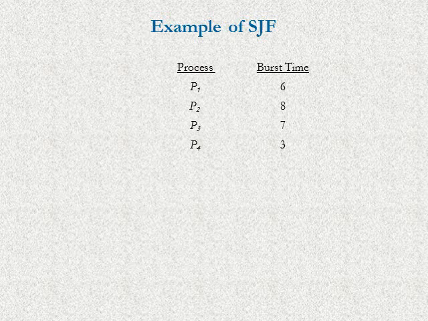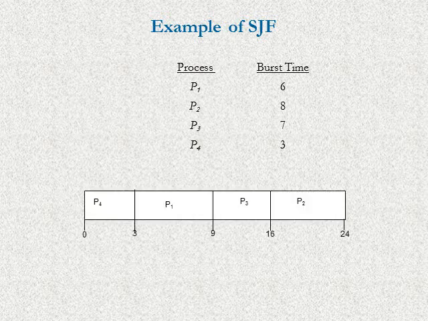Now, if all of these processes arrive in the ready queue at time interval 0, then the scheduler has to pick one of them and pass it on to the processor. As you can see, P4 has the least burst time requirement, so it should be picked up first by the scheduler, followed by P1, P3 and P2. So shortest job first takes processes based on their burst time requirements.